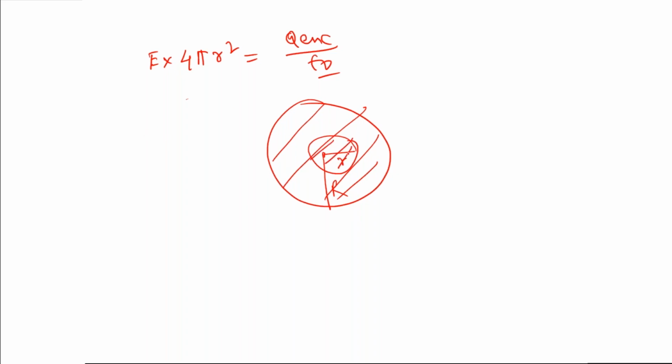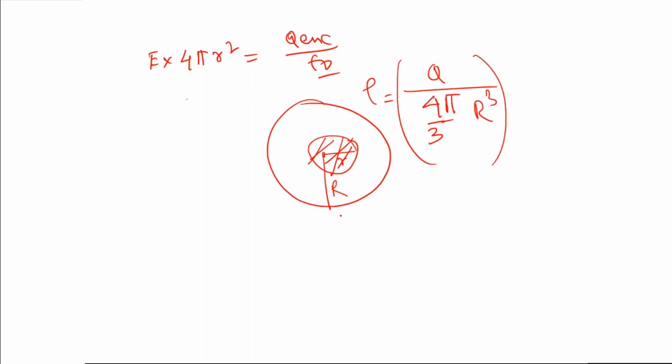If Q is the total charge, and rho is the volume charge density, Q is rho into 4 by 3 pi R cube. What is the volume for this particular portion? This is again 4 by 3 pi small r cube. So this is the Q enclosed. You put it here, what do you get?